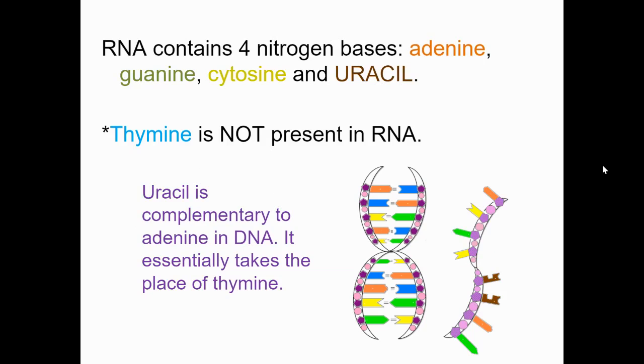Now, another striking difference between DNA and RNA are the four nitrogen bases that help to build our RNA. You'll notice it still contains adenine, guanine, and cytosine. However, thymine is not present in RNA. Instead, it's called uracil. So it's still going to follow the base pairing rule that we see in DNA. However, every time you see an adenine in RNA, it's going to bond with a uracil instead of a thymine.